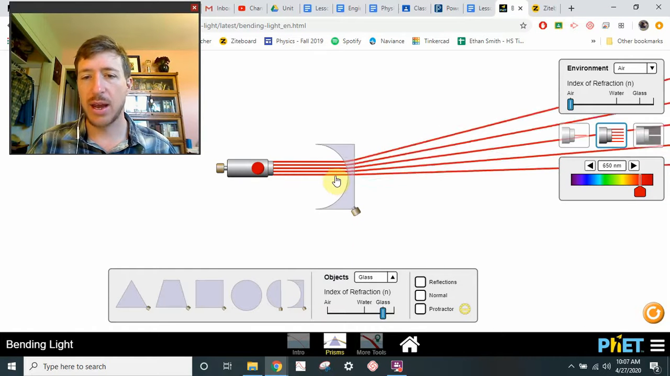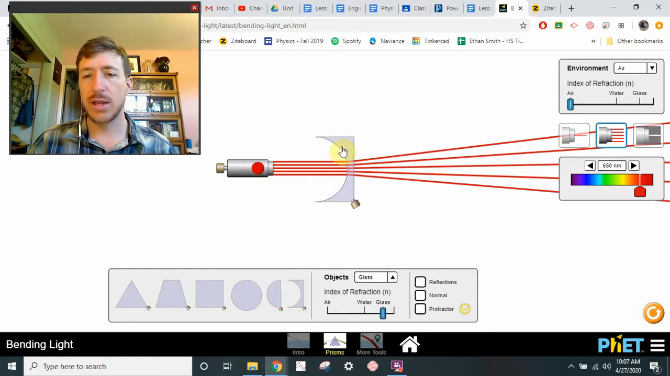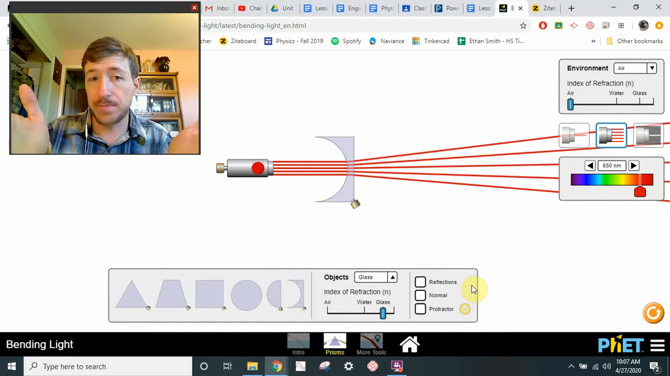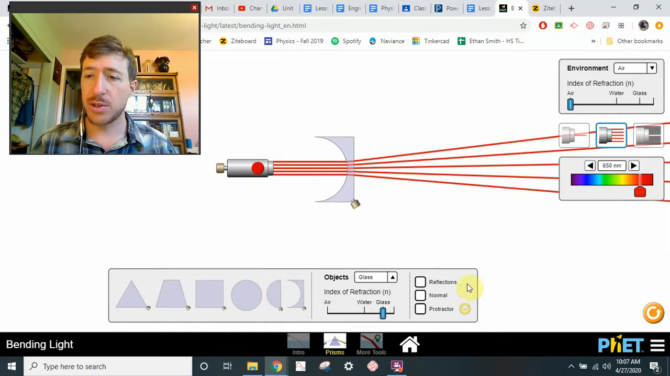Similarly here we have a concave lens, or a diverging lens. You'll see what happens when they hit there. The outside slows down first, so that causes them to bend away, and they diverge, they split. So these are the two main types of lenses that you will see, and the effect that they have.